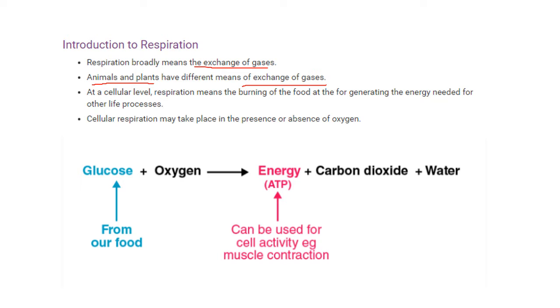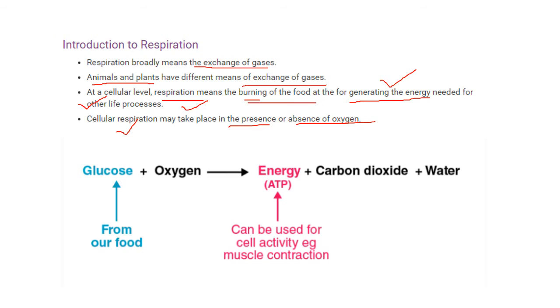So at cellular level, respiration means the burning of food for gathering the energy needed for the other life processes. So here what does it mean? By the respiration process, we are burning the food and getting the energy, and that energy is utilized for our other life processes. And cellular respiration may take place either in the presence or in the absence of oxygen.